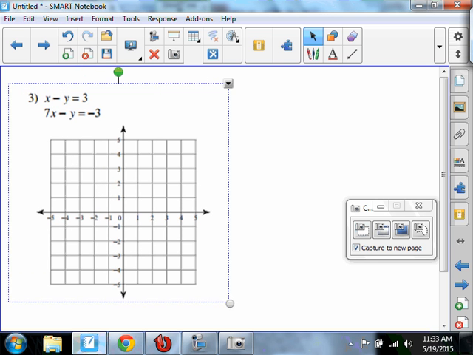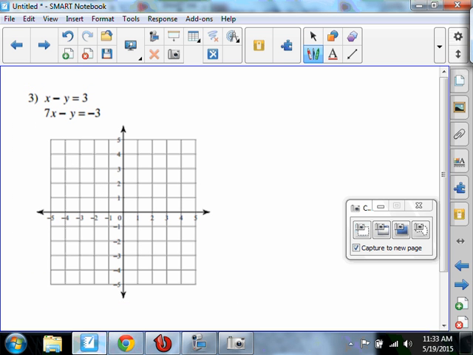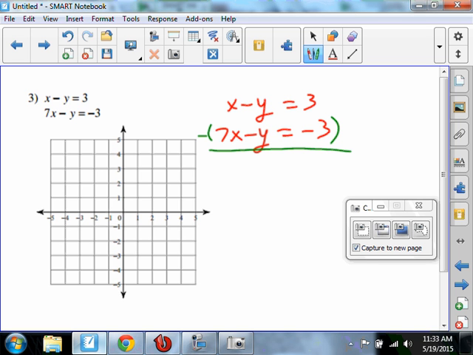I say solving algebraically, LOL, because you know the Nspire, it's just so crazy how fast it solves these. We've got x minus y equals 3. We've got 7x minus y equals negative 3. Algebraically, with the elimination method, I might actually subtract the second equation from the first equation. I know it's kind of unusual to do that, but that's how I would do this. I'd get negative 6x equals 6, and so x equals negative 1. And negative 1 minus y equals 3, so negative 4 equals y. So this is telling me my solution would be negative 1, negative 4.